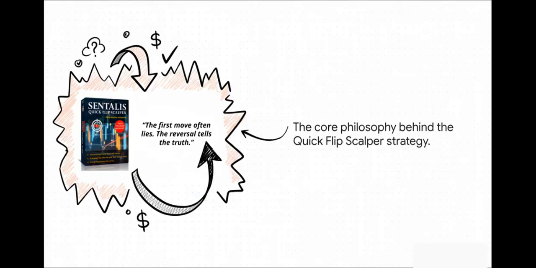Okay, so let's jump right into the big idea behind this whole strategy. It's this: the first move often lies. The reversal tells the truth. This is all about seeing past that initial crazy burst of activity to figure out what the market really wants to do. So why does that even happen? Well, a lot of the time it's the big institutions triggering a bunch of stop losses or just creating a head fake to trick traders into going the wrong way before the real move kicks in.